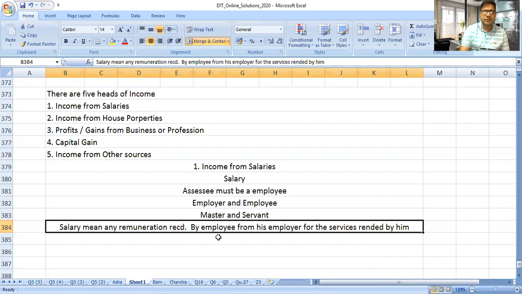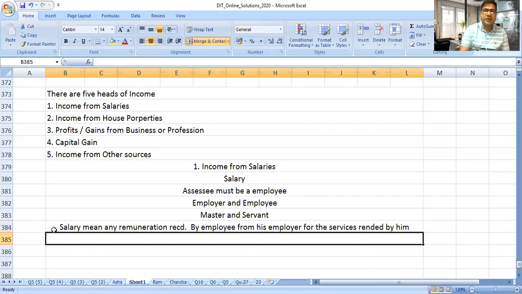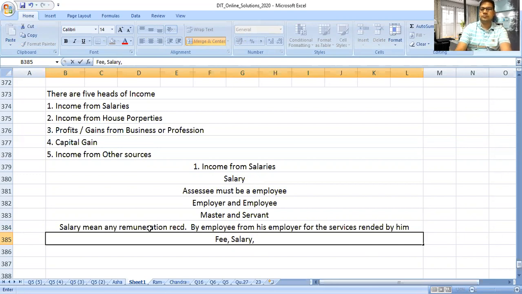Salary means what? The salary means any remuneration. Any remuneration means you can call it by any name. You can call it fees. You can call it salary. You can call it remuneration. You can call it perk.